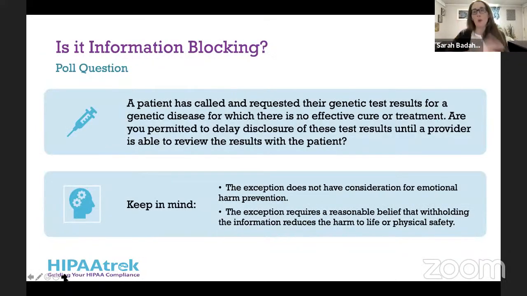All right, so we have 2 poll questions on this particular exception because it's so important. So if we can launch, is this the 3rd or 4th poll question? Can't even remember anymore.